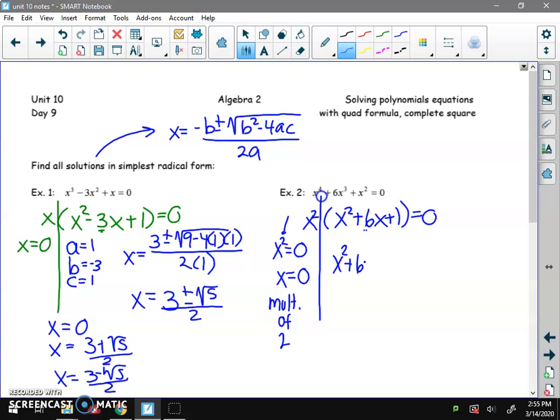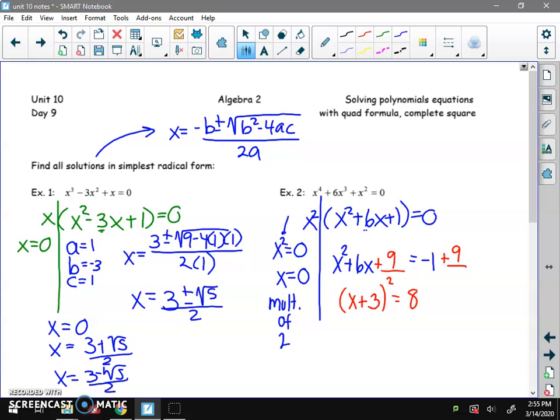x squared plus 6x, send the 1 to the other side as negative 1. And remember, you need to add to both sides. To get this, you divide 6 by 2, which is 3, and then you square it. So 9 and 9. When you factor this, it'll be something squared. In this case, it's (x plus 3) squared equals 8.